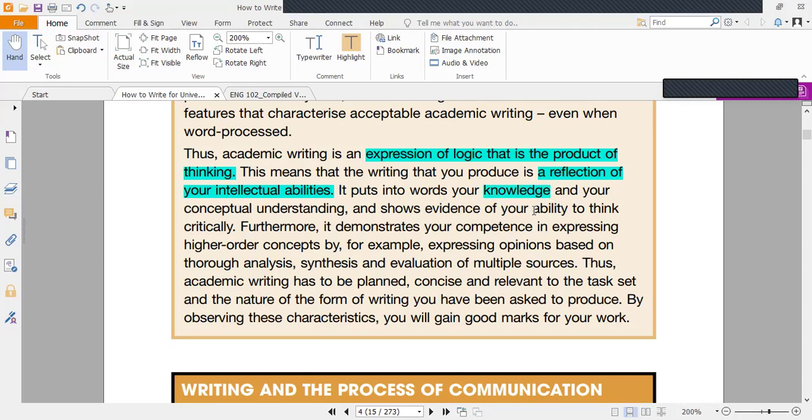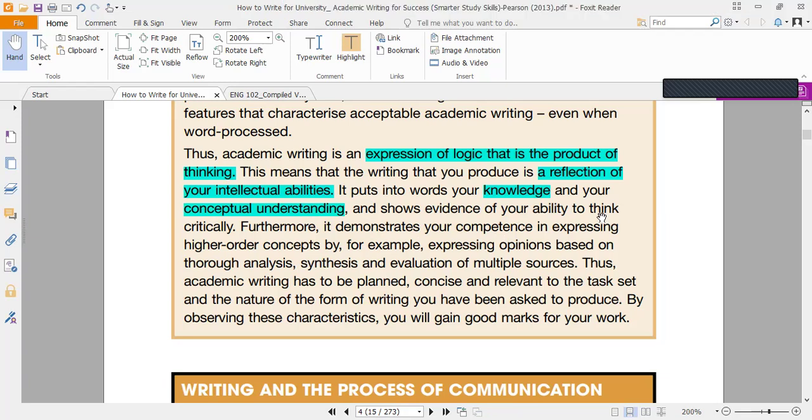So, look, academic writing is an expression of knowledge, and academic writing is about understanding concepts. Right now, we are talking about the idea of academic writing. Academic writing itself is a concept, okay, and shows evidence of your ability to think critically.